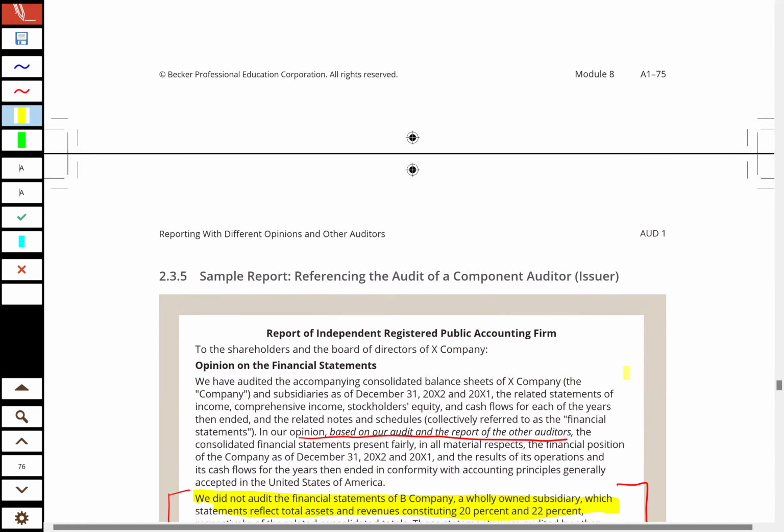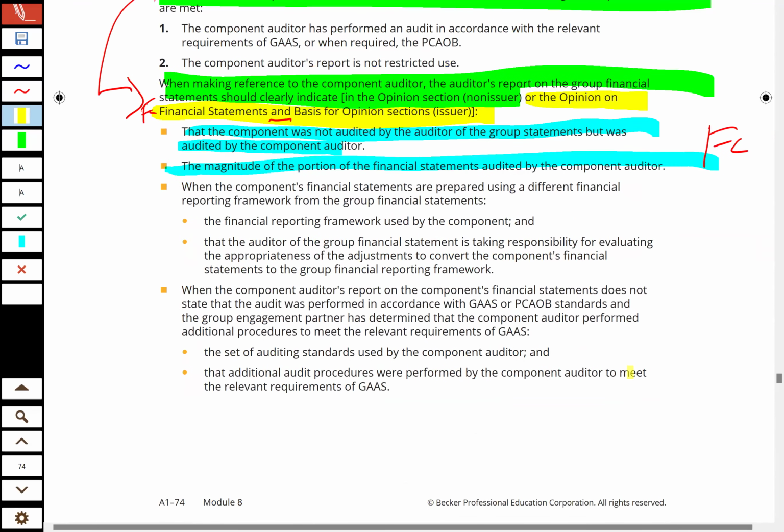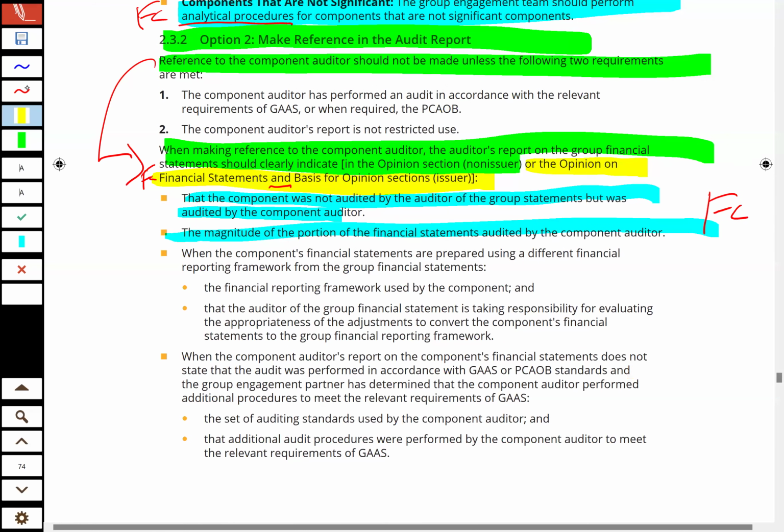Now, while we're talking about the public companies, you're allowed to not refer to those other auditors if these requirements are met, and let's flashcard those. The component auditor has performed an audit in accordance with the relevant requirements of GAAS or, when required, the PCAOB, and the component auditor's report is not restricted to use. Then you have the option of referring to them.